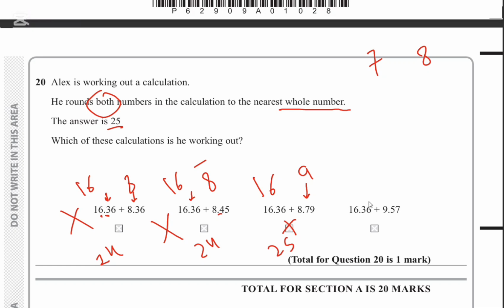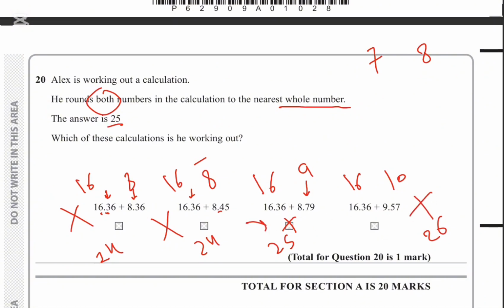And just to check, this one is 16, same thing, but this one is 10, because 5 is 5 or more, so we're going to add 1 to the next digit. So we're going to make this 10. 10 plus 16 is 26. And 26 is definitely not the answer. So the only answer is this one, all right? All right, and with this, we're done.